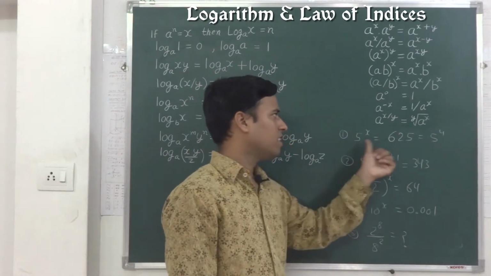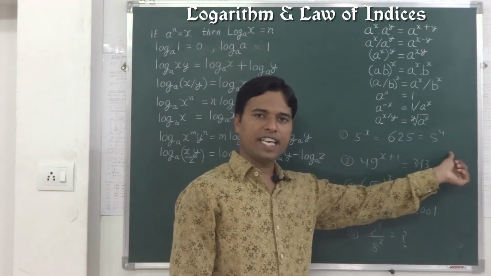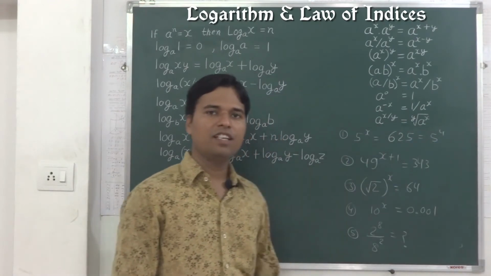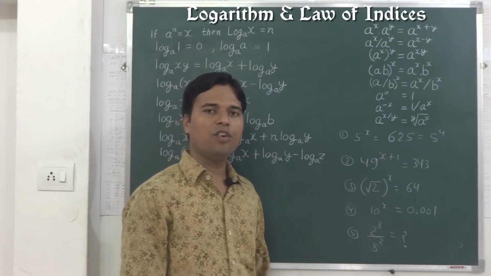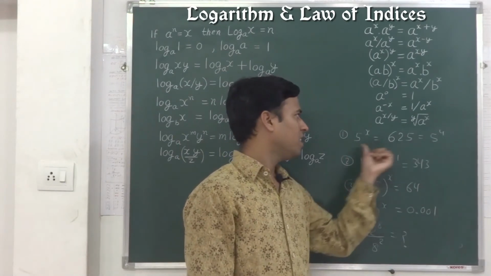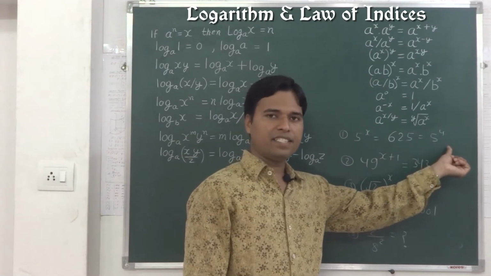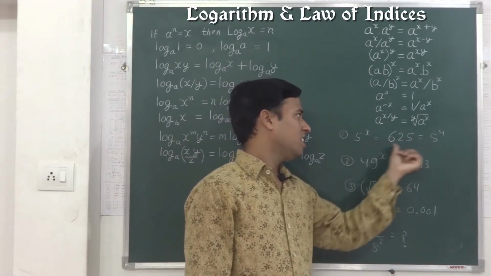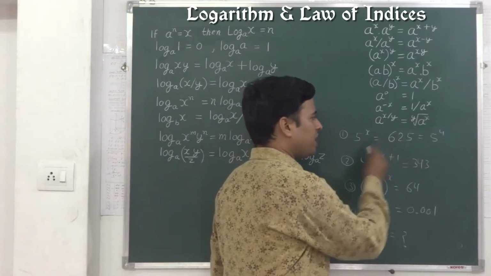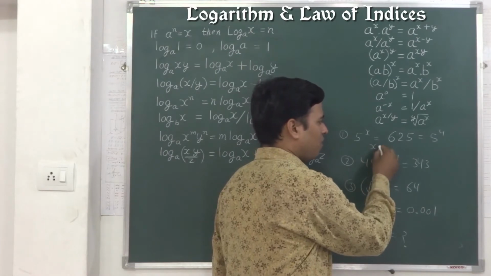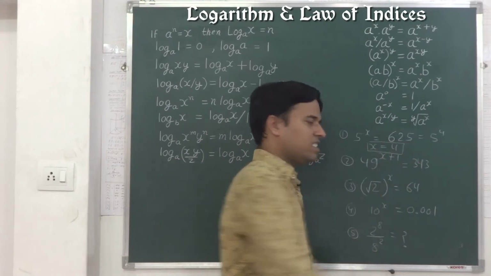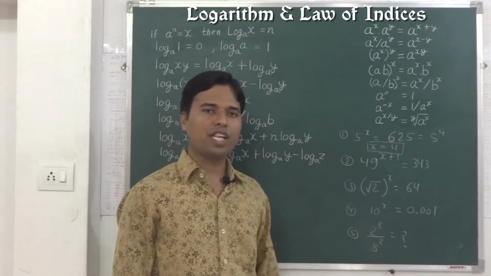When both sides have the same base, then the powers must be equal, which is known as the law of exponents. According to this law, if both numbers have the same base and they are equal, then their powers must be equal. Using that law, we get the value of x as x is equal to 4 here.